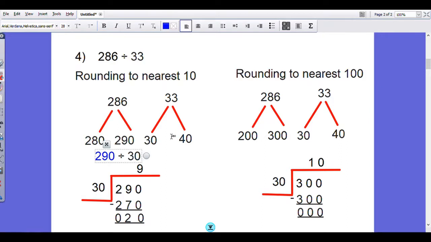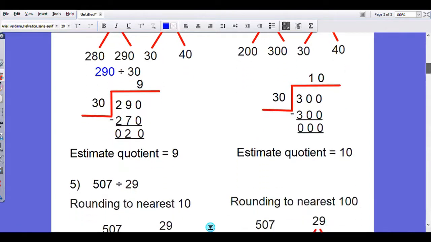Now your division will become 290 divided by 30. 27 is smaller than 30, so we take 3 digits. 30 times 9 is 270. 9 minus 7, 2, and 2 minus 2, 0. So your estimate quotient is 9 in case of nearest to 10.